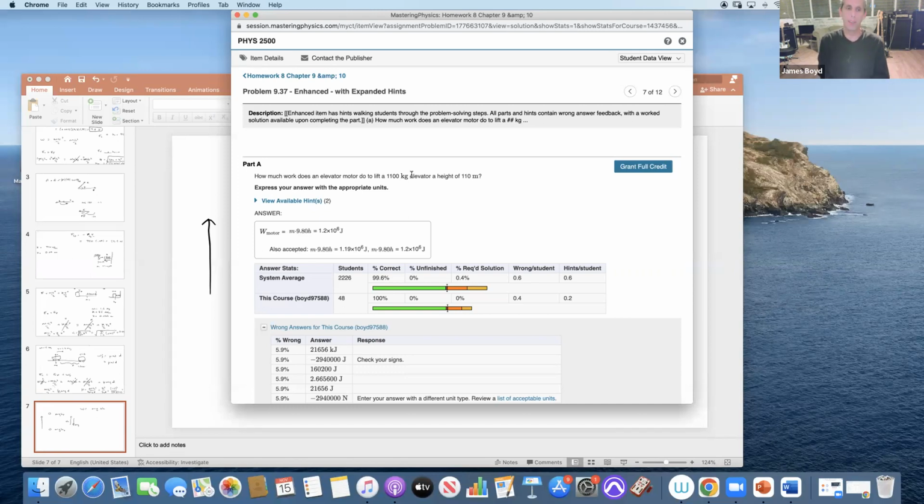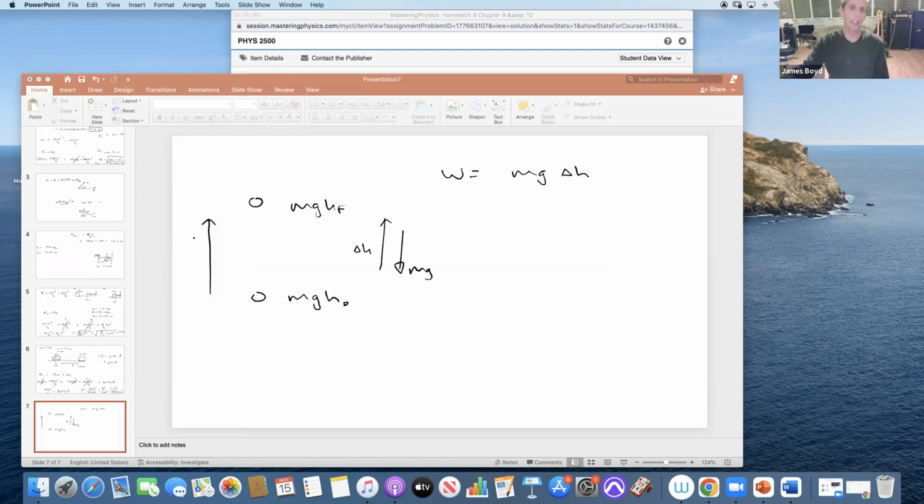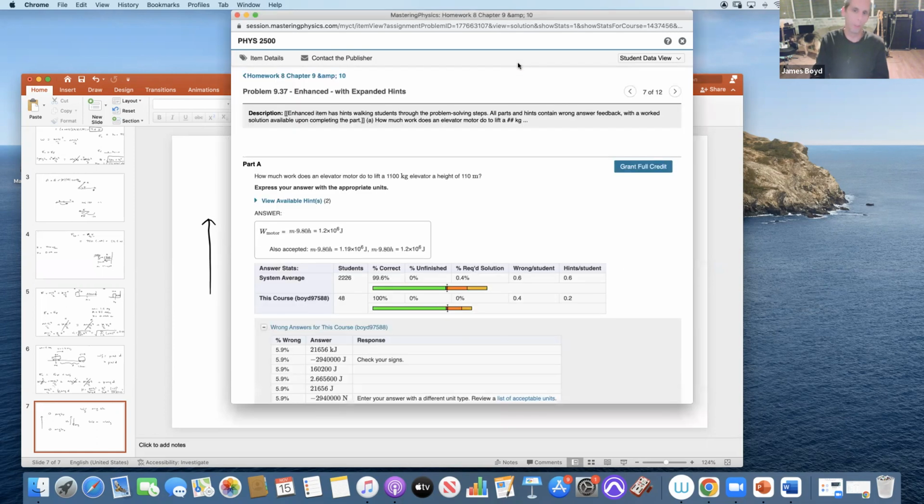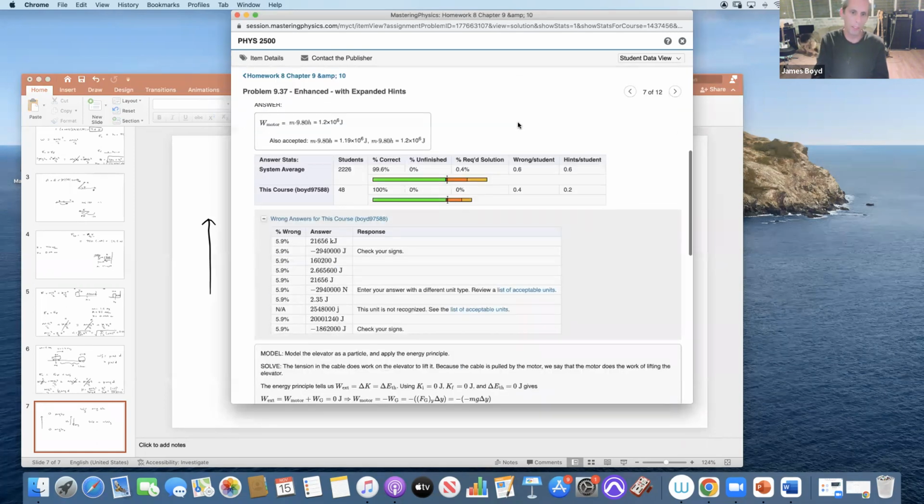Now, you may be saying, well, wait, isn't work F dot d? And yes, but that's the work done by gravity, okay? The elevator does the negative work. So the work of the elevator is the negative of the work of gravity. So it's h final minus h initial. Work has weird signs, okay?